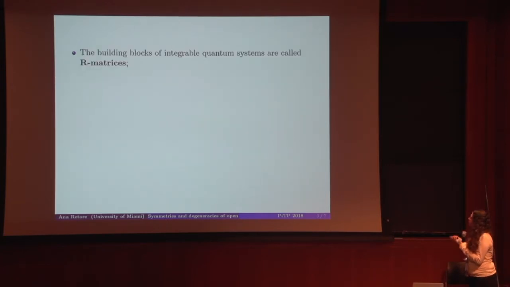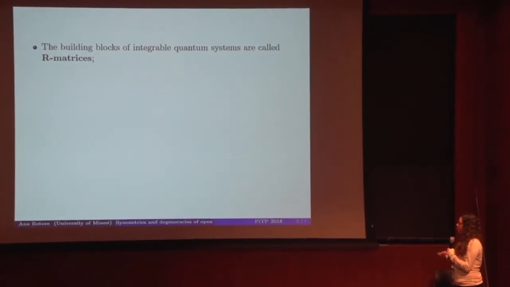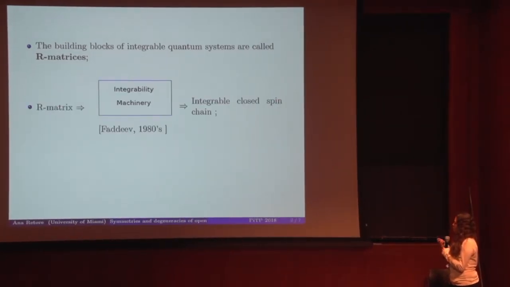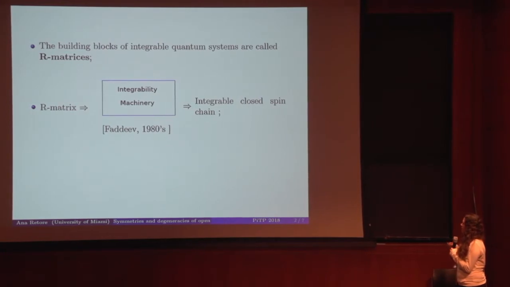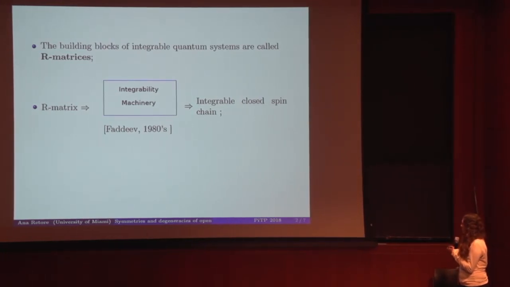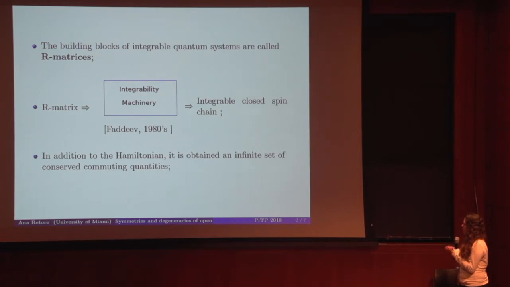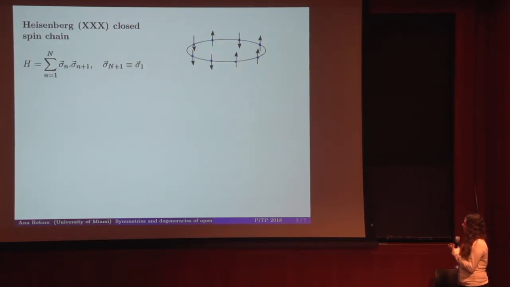Well, the building blocks of integrable quantum systems are called R matrices. And if somebody gives you an R matrix, and if you substitute it into the integrability machinery, you get an integrable closed spin chain, whose main feature is that in addition to the Hamiltonian, you obtain an infinite set of conserved commuting quantities. Well, let us think about the Heisenberg closed spin chain, for example. Consider this spin chain with n sites. At any site, I can put a spin half or minus half. And each spin can interact only with first neighbors.